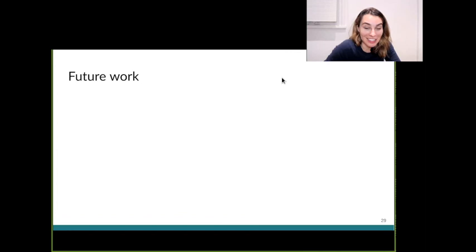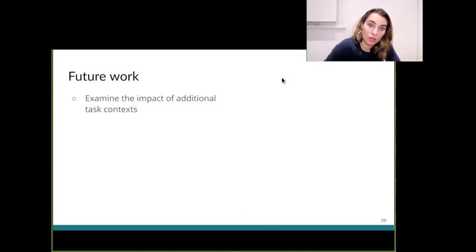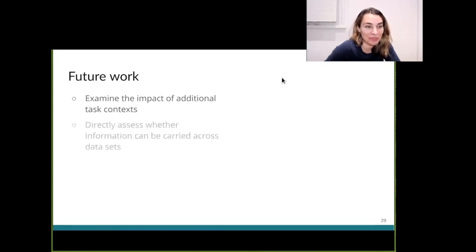So there's a lot of really exciting directions in this area. Some of the ones that we're thinking about right now are to first examine the impact of additional task contexts. So here, all data sets except IBC only had one decoding task and IBC had two. But of course, you can imagine that there may be other task contexts where this alignment has different implications. And so this is something that we're really excited and working on right now.